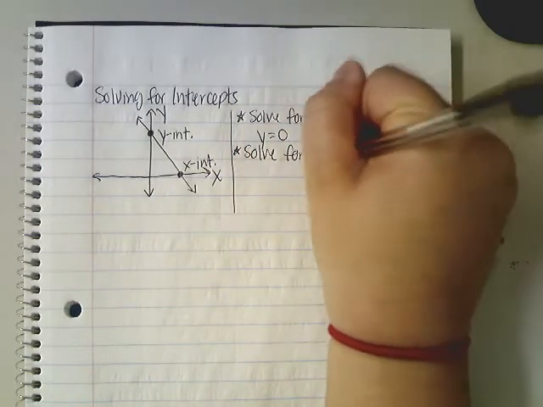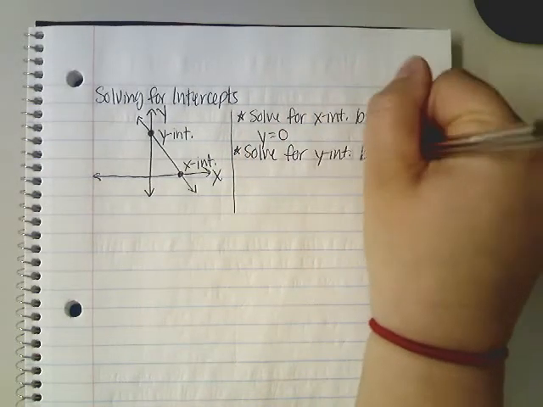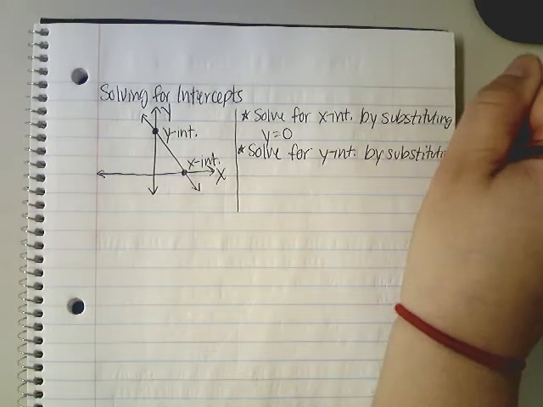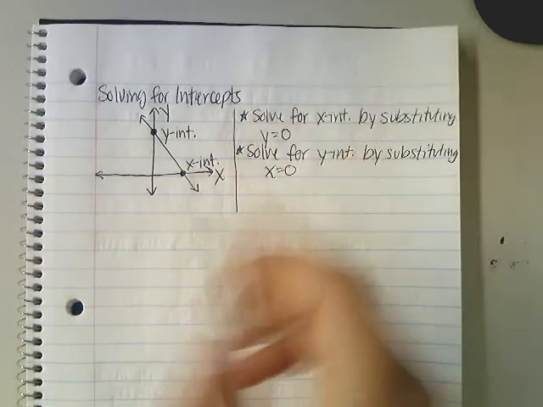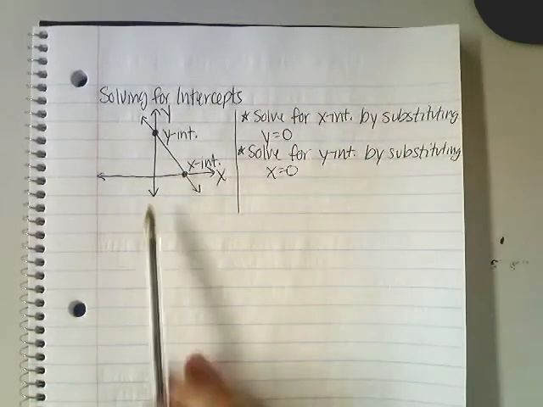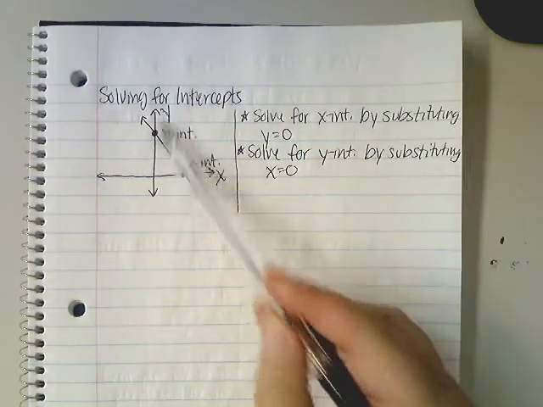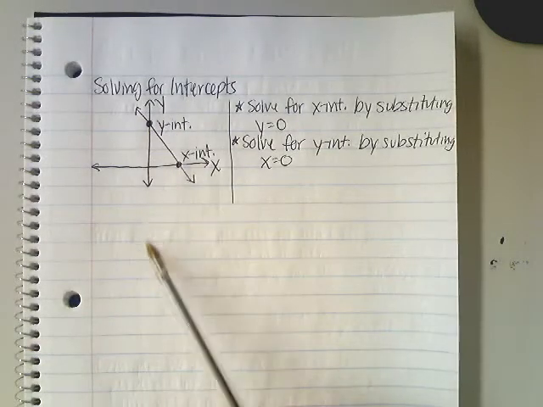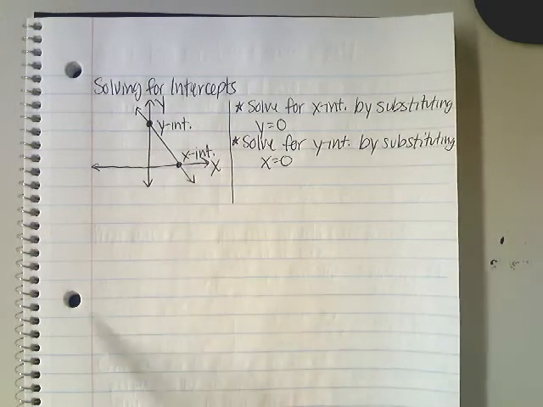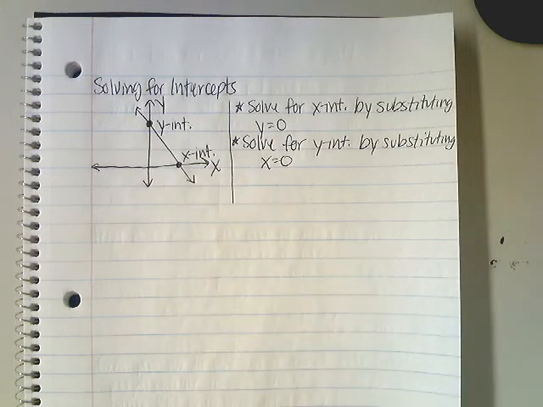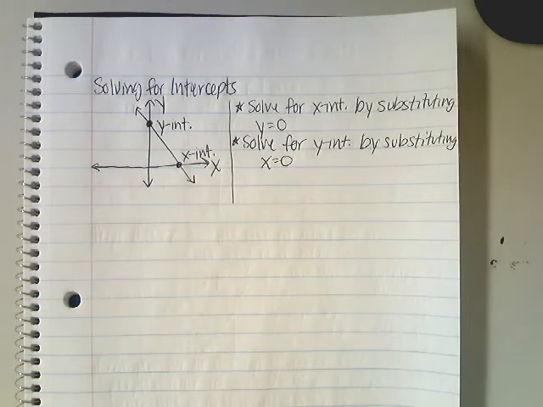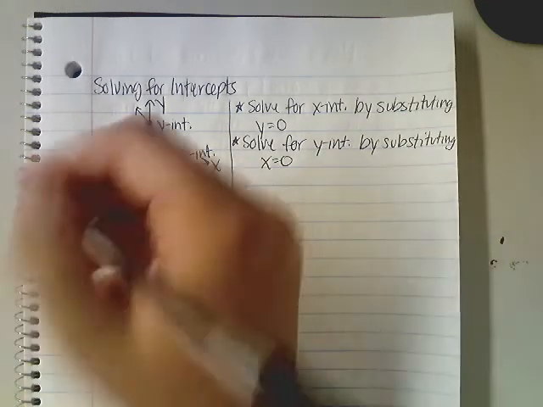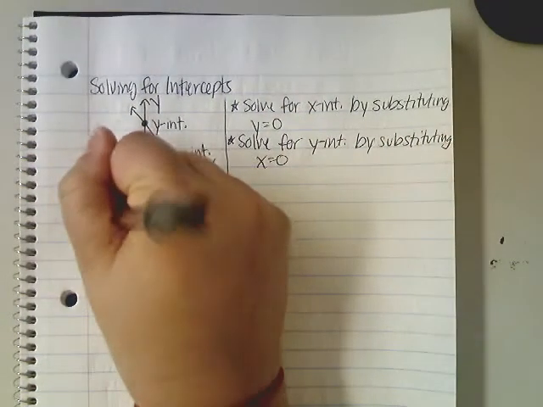You solve for the y-intercept by substituting x equals 0. So again, all the x's this side are positive, all the x's this side are negative. The y-axis cuts that in half, so it's going to be where x is equal to 0. So all along the y-axis, x is equal to 0. So to solve for the y-intercept, I plug in 0 for x. So let's actually see how that can help us in problems with linear functions with an example.